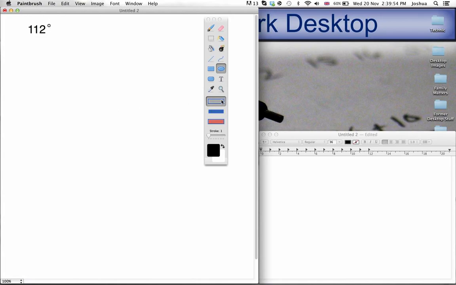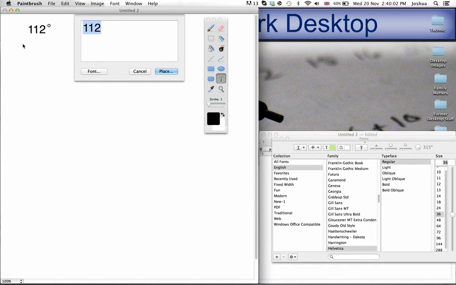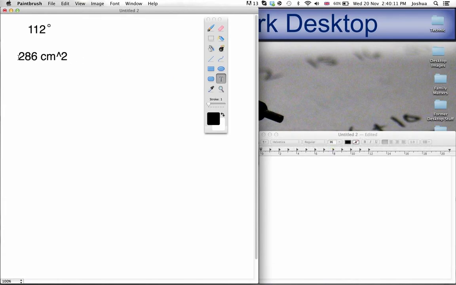There we go, 112 degrees. The second answer was 286 square centimeters. So, 286 square centimeters.